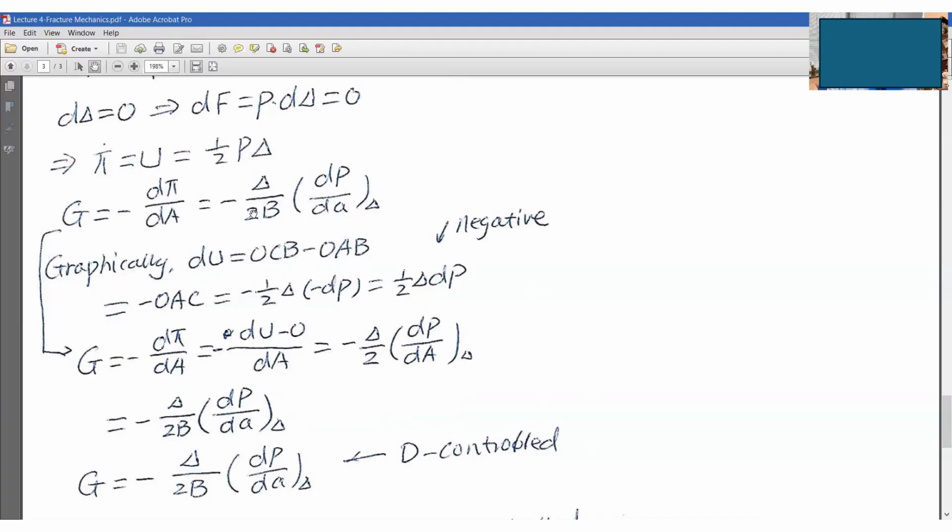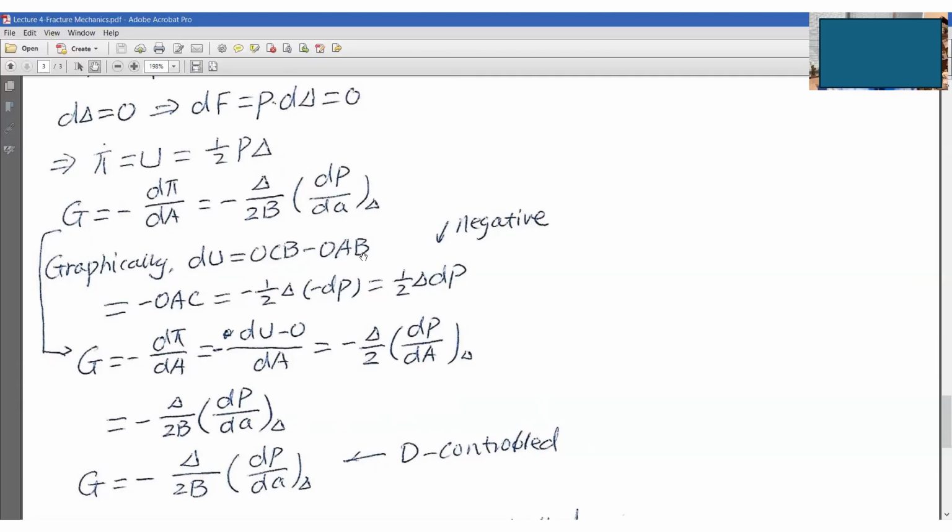This is edge crack, edge crack A. The crack length equals the length A, not 2A. The crack is not denoted by 2A; a crack is denoted by 2A only for the central crack. For edge crack, the crack length is denoted by A. Okay, so this half is from here. Any questions so far?